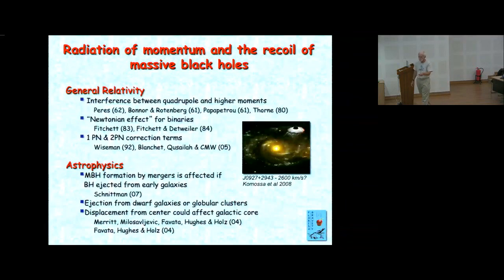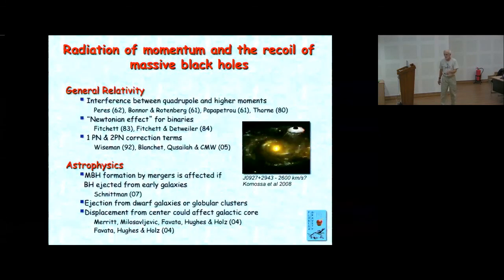And finally, even if the kick that the final black hole gets is not enough to eject it from the galaxy, so if it stays there, the galactic potential will make it just come back, and it'll move around the center of the galaxy. Well, that motion of a black hole in amongst the stars and gas and dust that are there could have interesting effects on the nature of the galactic core.